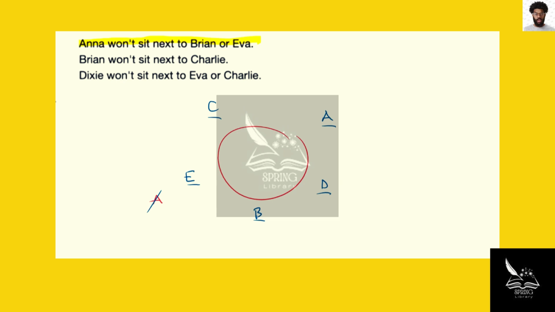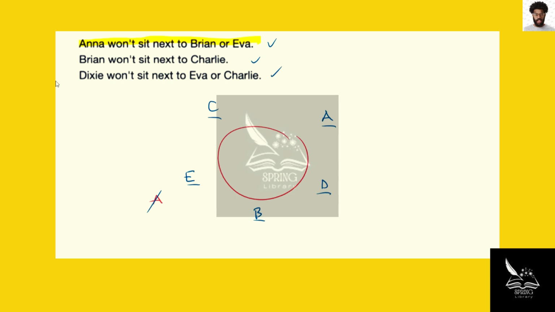So let's just make sure we've met everything. We know that we've met the first constraint. Second one is Brian won't sit next to Charlie. So this is achieved. Dixie won't sit next to Ava or Charlie. This has been achieved. And Dixie is sitting to the right of Brian, and that has been achieved.